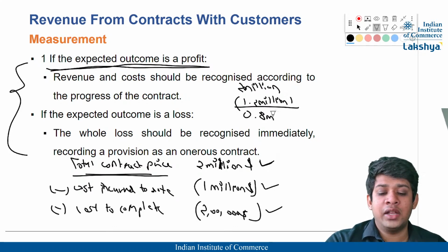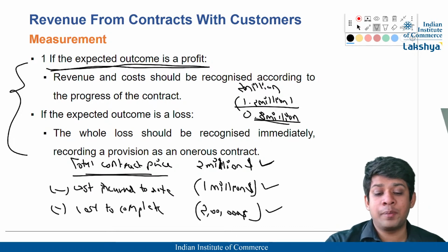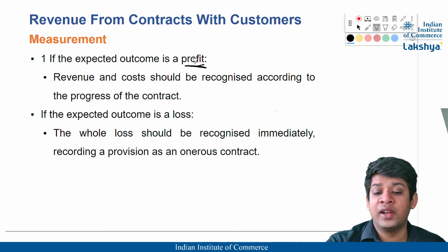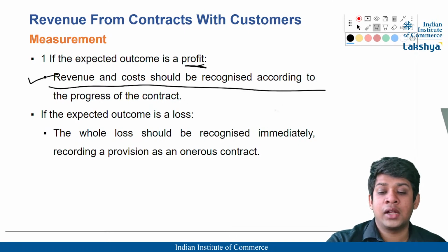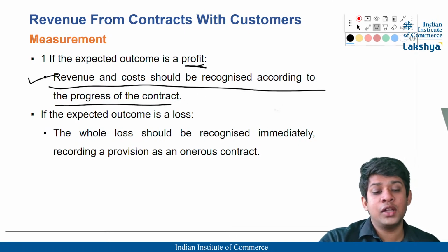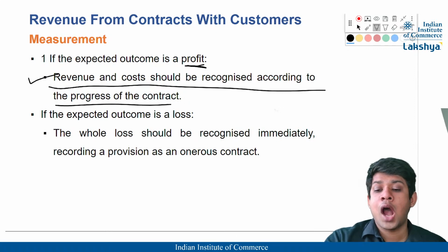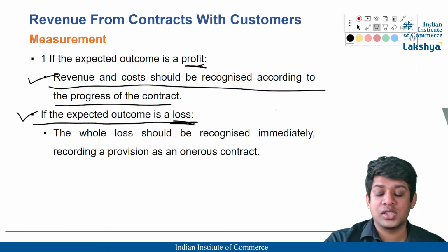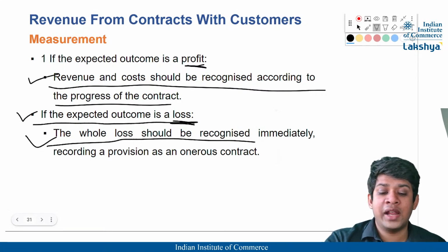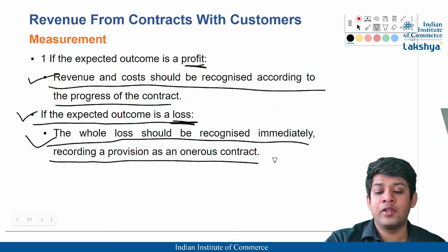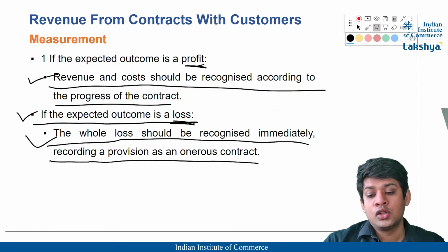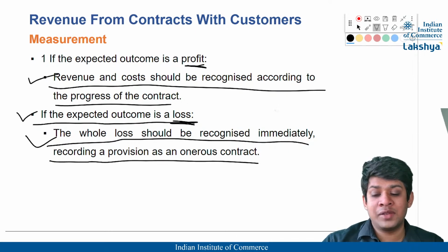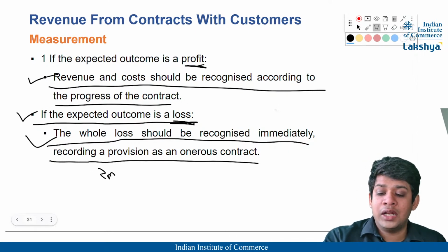That means 0.8 million, or you can say 8 lakh, is my expected outcome, which is a profitable outcome, right? So whenever the expected outcome is a profit, revenue and cost should be recognized according to the progress that we've determined using the input method or the output method, however it is specified in the question. And if the expected outcome is a loss, the whole loss should be recognized immediately, recording a provision as an onerous contract.